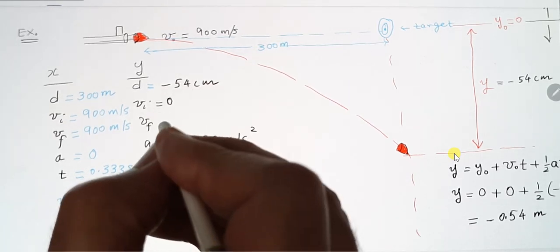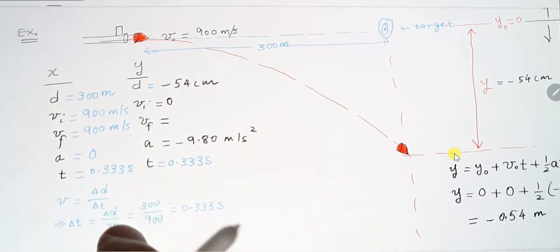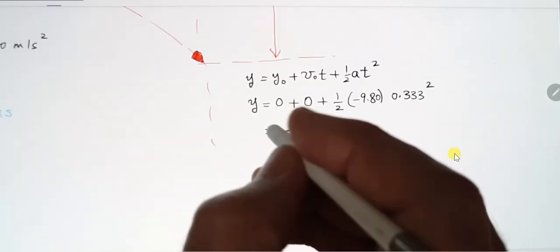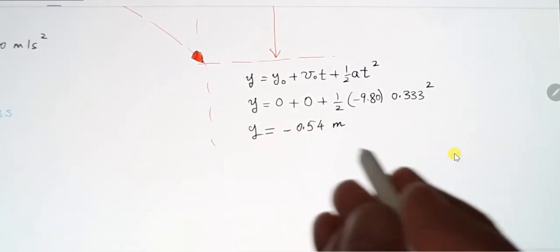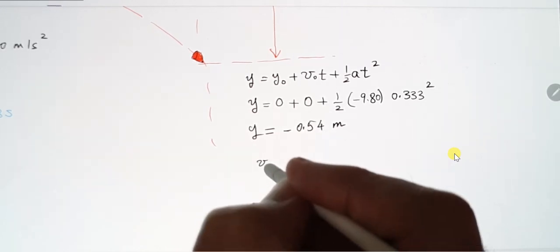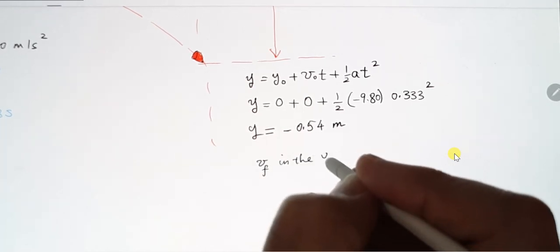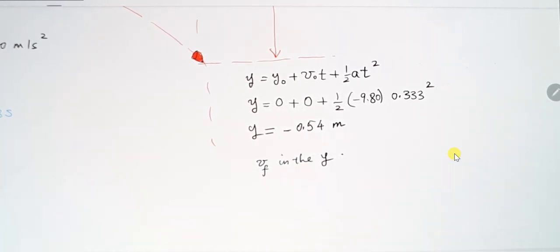Can we calculate V final? Y is the position that the bullet will reach. That's correct. Below the target. Below the target. Now the question, can I calculate V final in the Y? Of course I can.